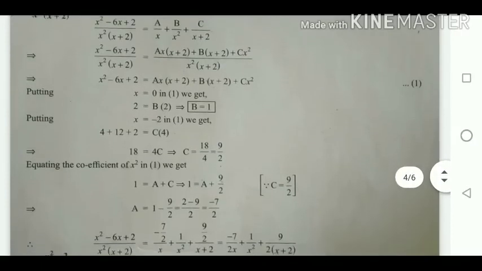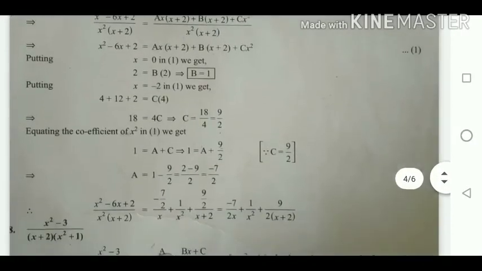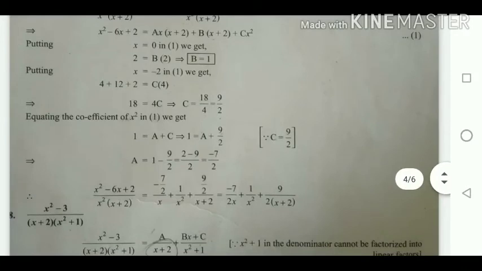Listen, here put the value of x equal to 0 in order to get the value of b equal to 1. Afterwards, here x + 2 is there, so we have to substitute the value x equal to −2. So we are getting the value of c, that is 9/2. So we find this b as well as c.